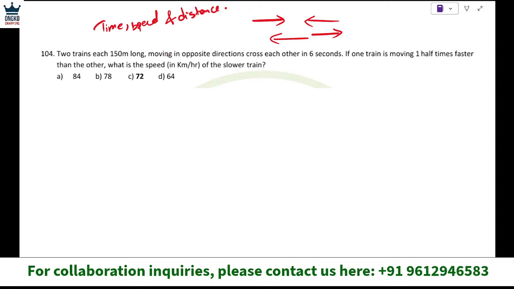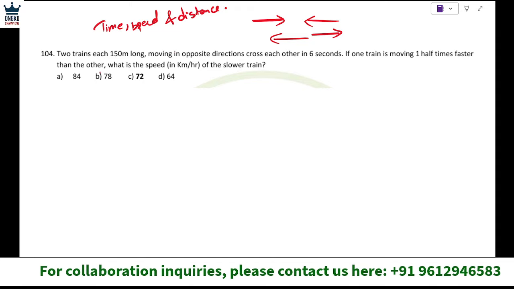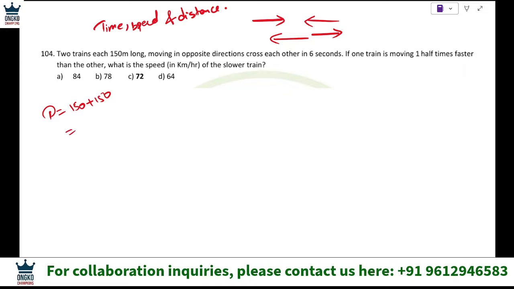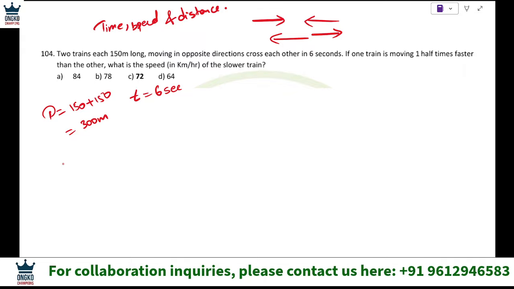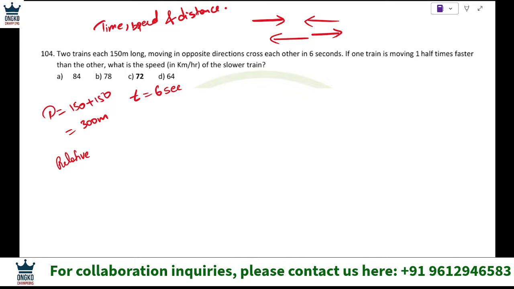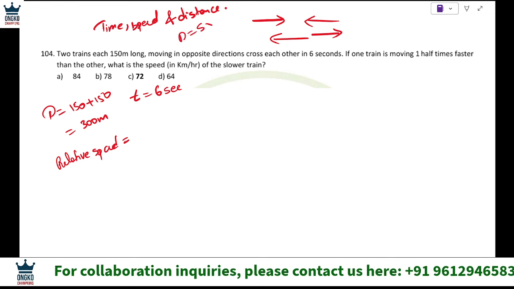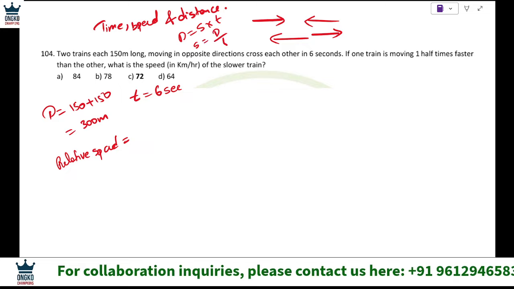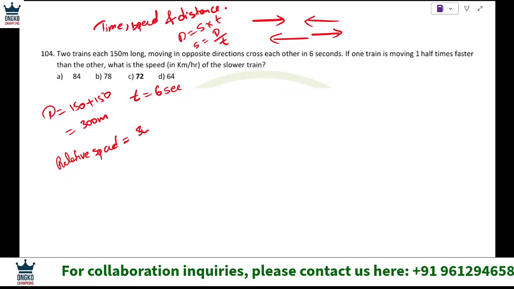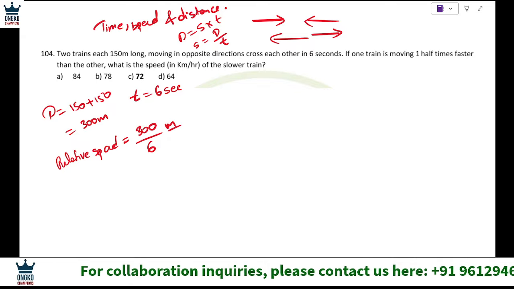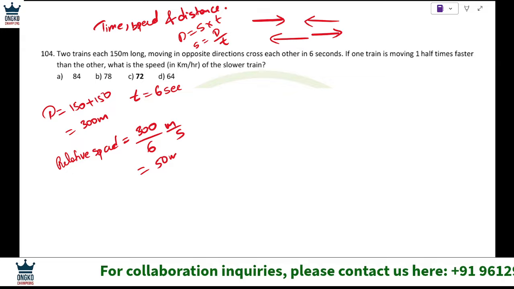So the distance will be nothing but the total length of the trains, that means 150 plus 150, which is 300 meters, and the time taken is 6 seconds. So we will get the relative speed. The formula for speed: distance is equal to speed times time, so speed is distance by time. Distance is 300 meters and time is 6 seconds. So this will give us 50 meters per second.